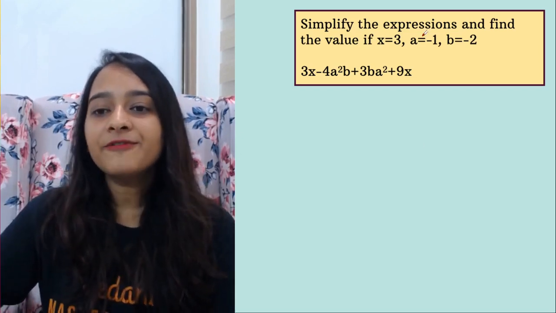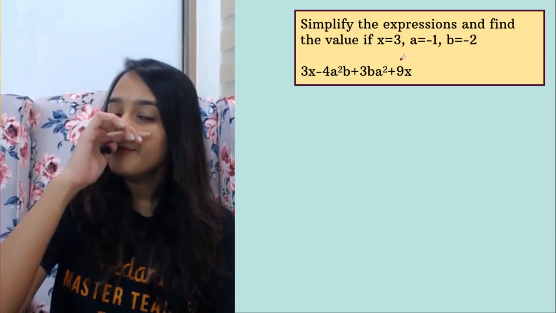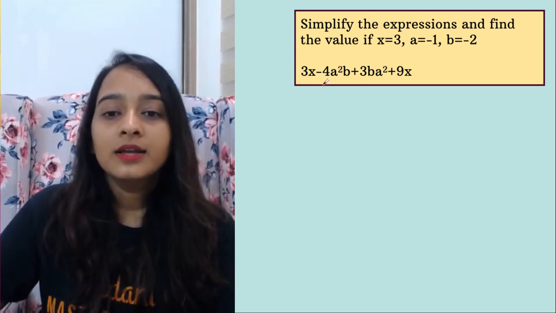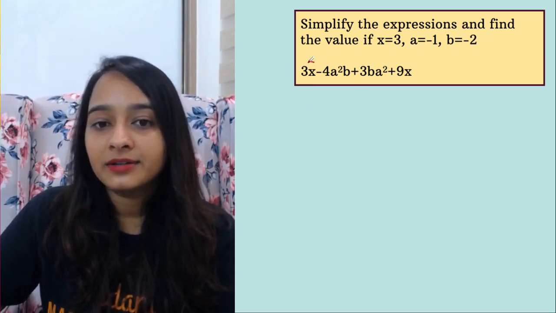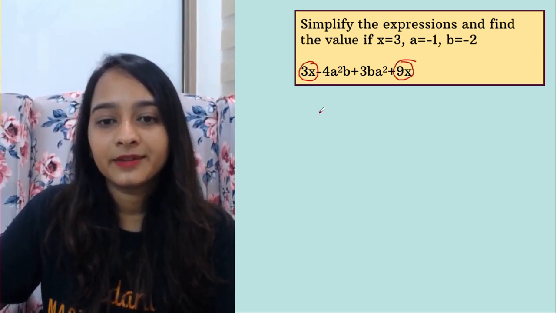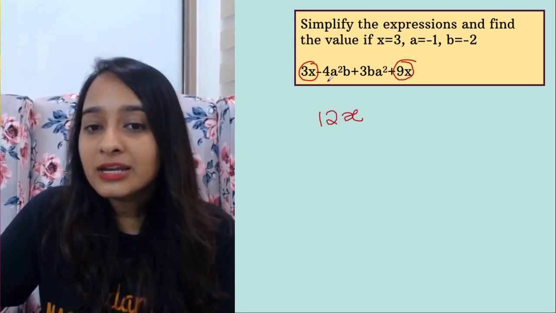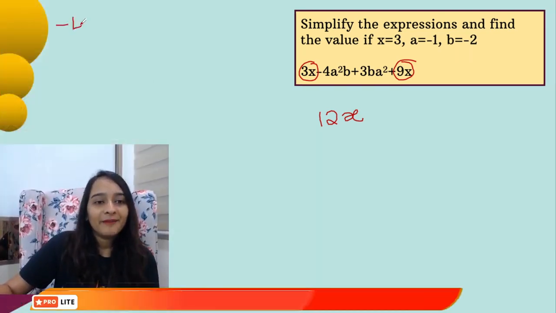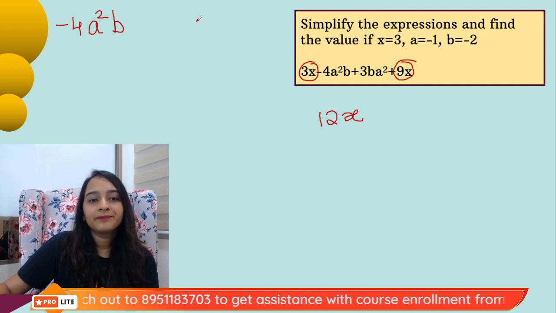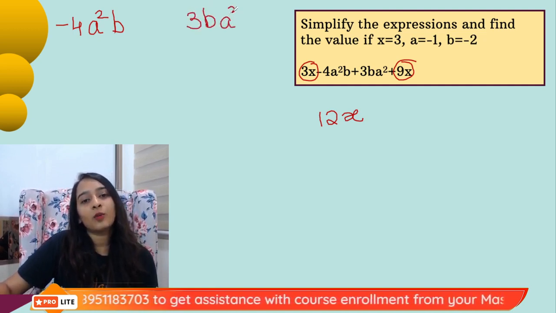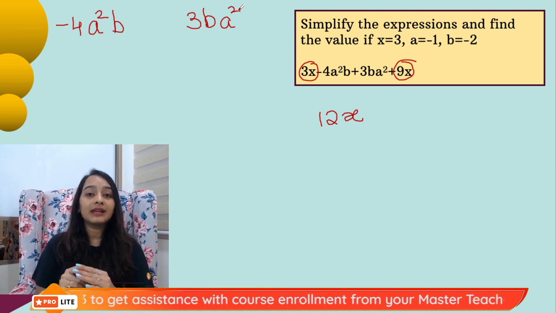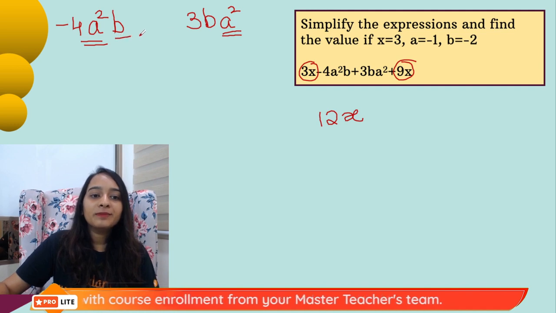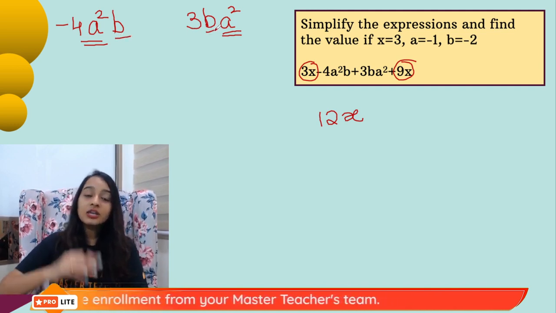Next question. Simplify the expressions and find the value, if x is equal to 3, a is equal to minus 1, b is equal to minus 2. So do you see any like terms here? 9x and 3x are like terms. So you'll get 12x there. Minus 4a square b plus 3ba square. Now they are like terms. Why? Minus 4a square b and you have 3ba square. It does not matter the order in which you write the variables here. So here you have a square, here you have a square. b to the power 1, b to the power 1. Understood?